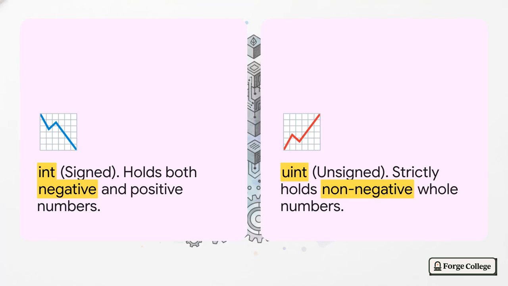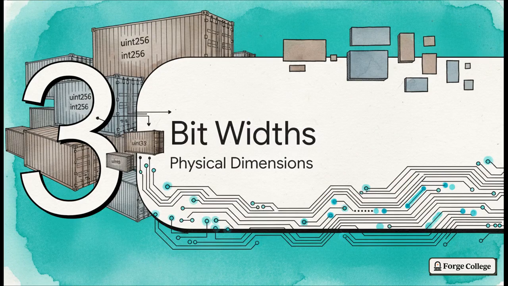And this divide is pretty straightforward once you actually look at the blueprint. First up, we have int, which stands for signed integers. These guys carry signs, meaning they're fully capable of holding both negative and positive numbers. Then, on the flip side, we have uint, or unsigned integers. These are strictly restricted to holding non-negative whole numbers, so 0 and up. The rule of thumb here? Use uint for things like token balances, because, well, you can't have negative money on the blockchain. But definitely use int for things like a profit and loss delta, where dropping below 0 is actually highly meaningful data.